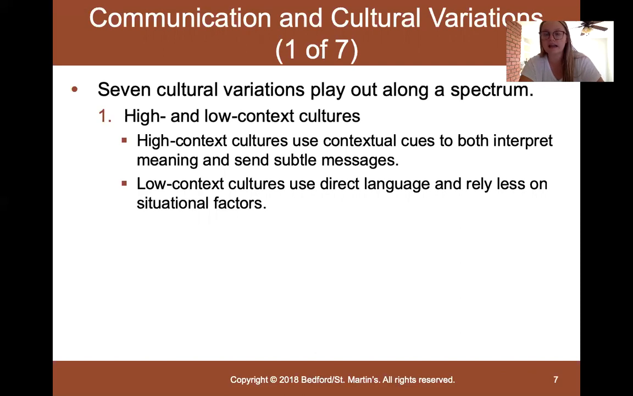So they rely less on situational factors, and it's a lot more explicit, the expectations, the values, when interacting in these communication styles. There's not a lot of unspoken expectations. They're a lot more explicit when you're communicating with somebody.